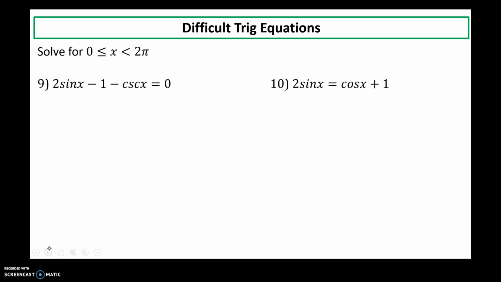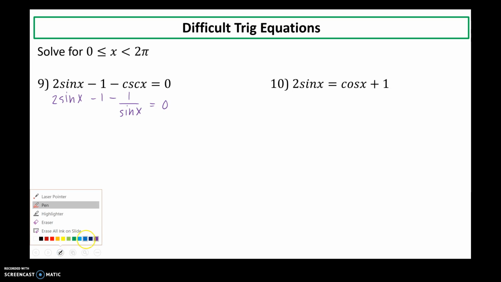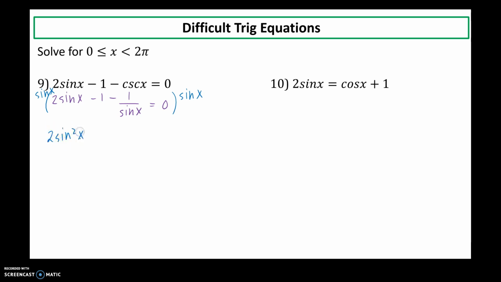All right, number 9. Two different trig functions, but cosecant is a reciprocal function. So I'm going to rewrite that in terms of sine. Okay, we don't want sine in the bottom. So I'm going to take my equation and I'm going to multiply the entire thing by sine of x. Every single term. So think about distributing. Sine of x times 2 sine of x would give me 2 sine squared of x. Sine of x times negative 1 would give me negative sine of x. Sine of x times this fraction, the signs would cancel, leaving me with a minus 1.